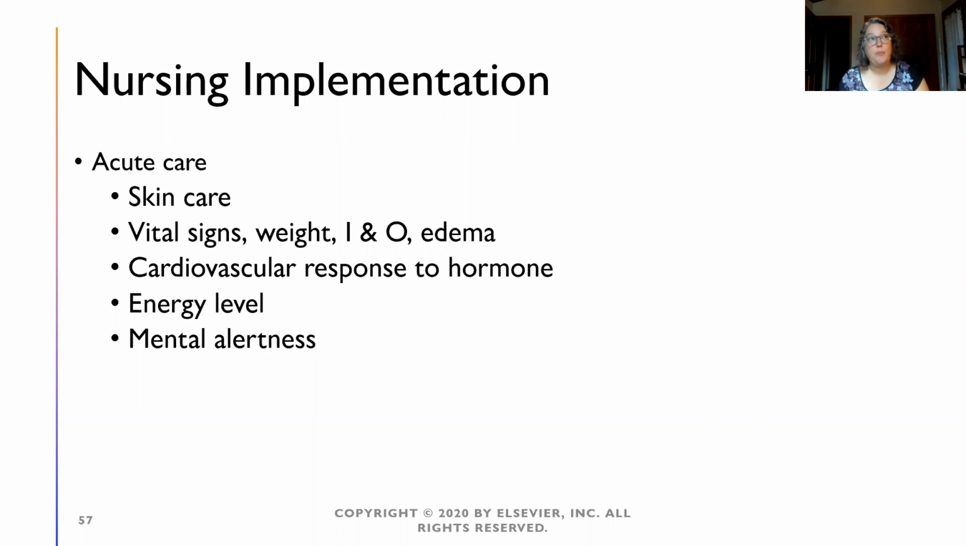Whether they have too slow of a heart rate or too fast of a heart rate, they don't have enough blood coming out of the heart. There's not enough blood getting moved in the circulation to be able to support life. So we want to make sure that they are in that sweet spot where their cardiac output is appropriate. We'll also be vigilantly monitoring their energy level and mental alertness.